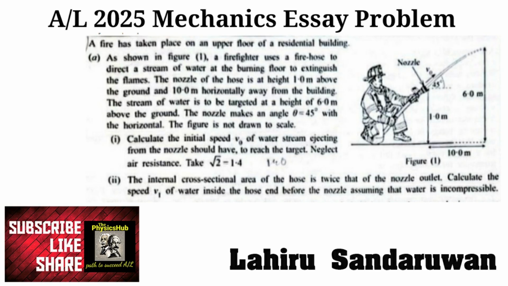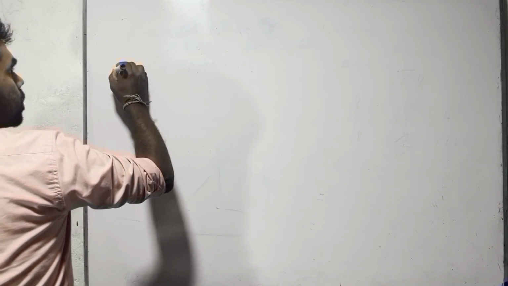Part 1. Calculate the initial speed V0 of the water stream ejecting from the nozzle should have to reach the target. Neglect the air resistance. Take root 2 equals 1.4. We can consider that it is a projectile motion.